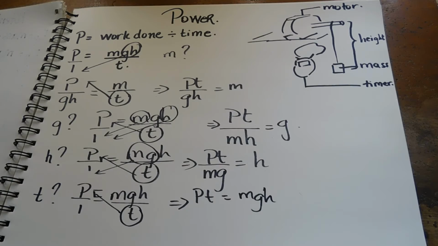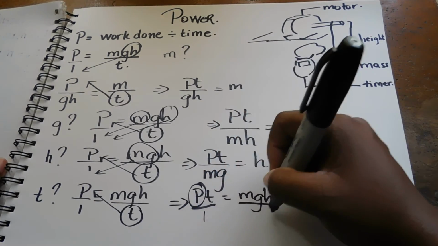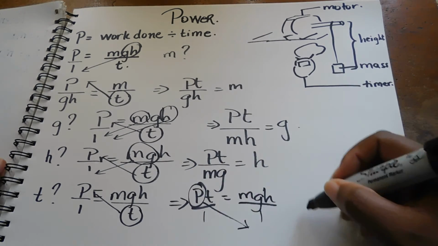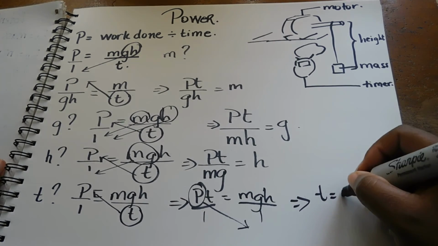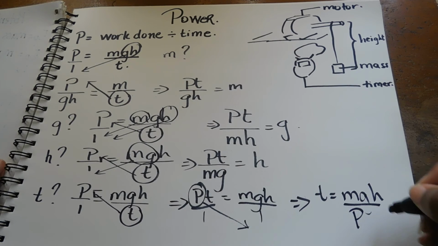Now that it's up there, you need to get rid of the friend. It's over 1, and you just move p there. So we end up with t equals mgh over p. And that's pretty much it for power.